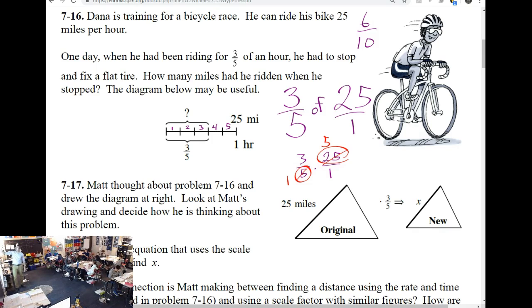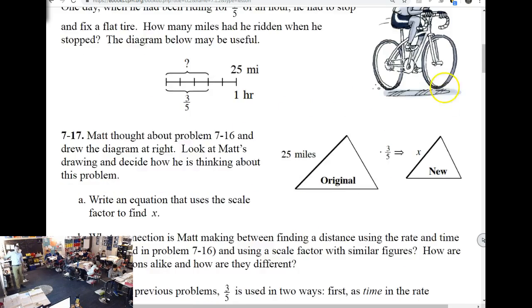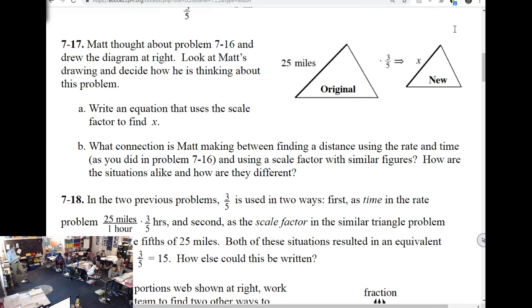So now we get into the geometry. If we have two triangles that we have been told are similar, an original and a new one, and the new one is 3/5 of the original, would the new one be bigger or smaller? Smaller, right? Because it's less than 1. So if this was 25 miles or whatever distance, this just becomes 15.